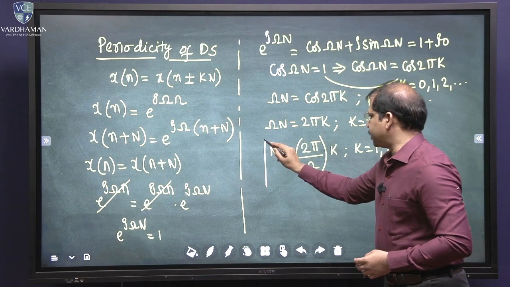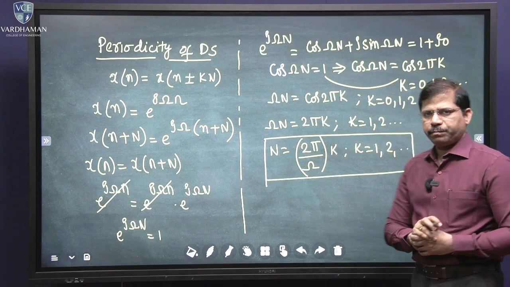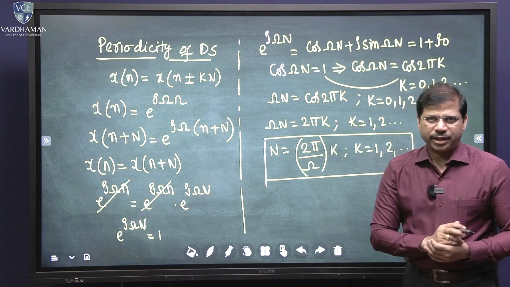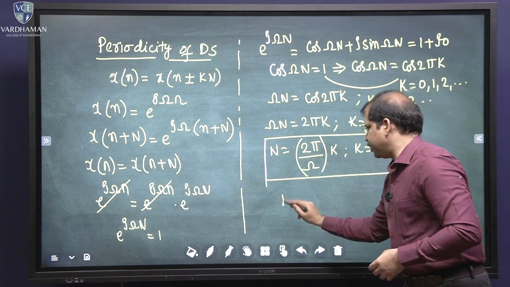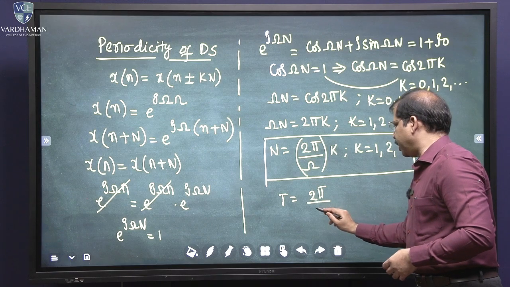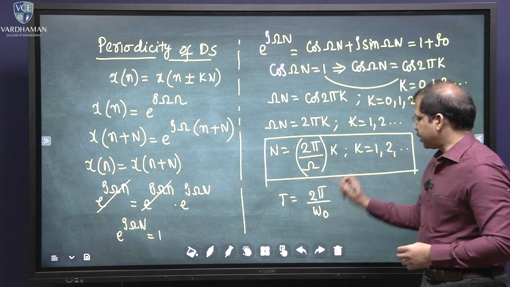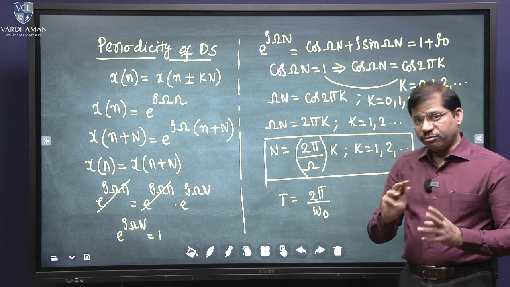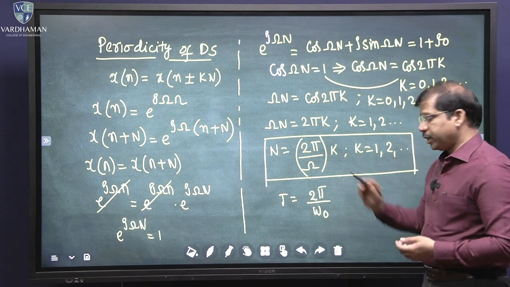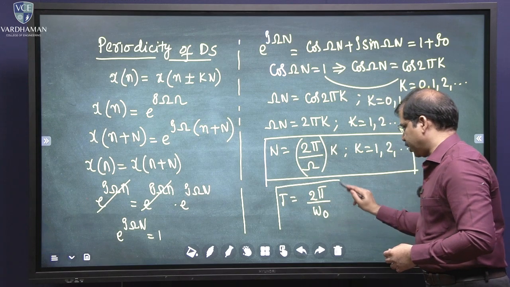So actually this is the formula for the time period of the discrete time domain signal. What is the time period in the continuous time domain signal? What have we written? 2 pi by omega naught. That means I have substituted k equals 1 there. But here I am not substituting k equals 1 because there is a reason. Let us understand that part also.